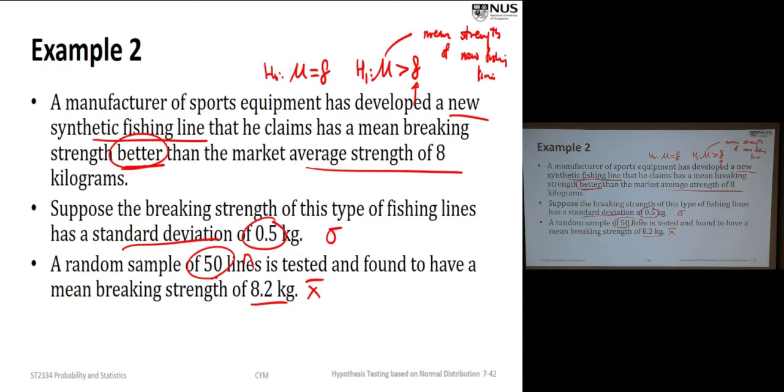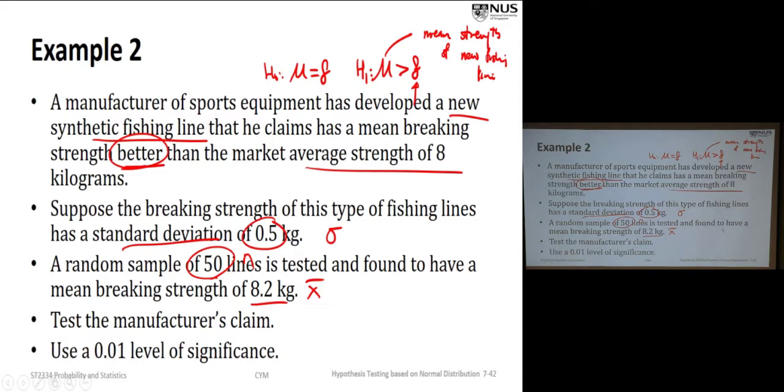All right? So X bar is a random variable. It depends on your sample. So you cannot just base on the sample and then conclude that mu equals 8. I mean, you have to do some statistical hypothesis testing. All right? So this is how we do it. We test the manufacturer's claim. That means we want to see whether we can reject the null hypothesis and favor the alternative, which is the manufacturer's claim. All right? Alpha is set at 1%.